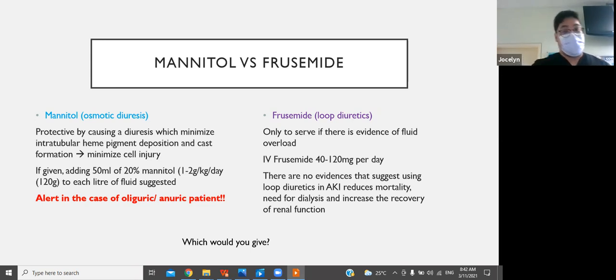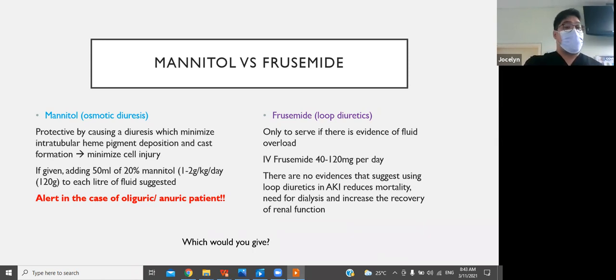Whereas furosemide is a loop diuretic. We use it for forced diuresis, only if there's evidence of fluid overload. In the ICU setting, what I learned, they always give around 40 to 120 per day. But there are no evidence or studies that suggest using loop diuretics in AKI will reduce the mortality, need for dialysis, and improve the function of the kidney.